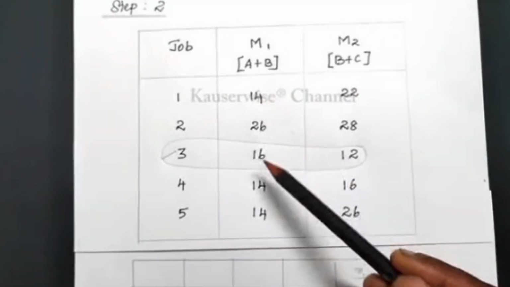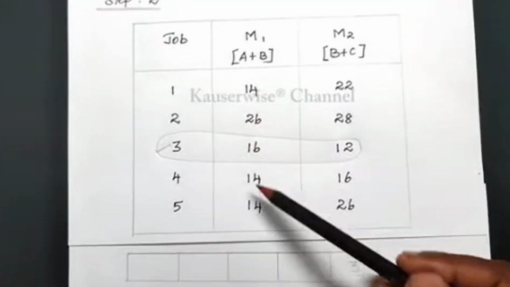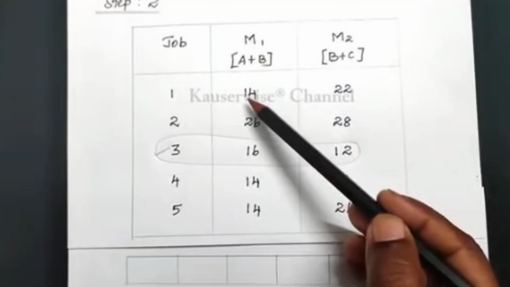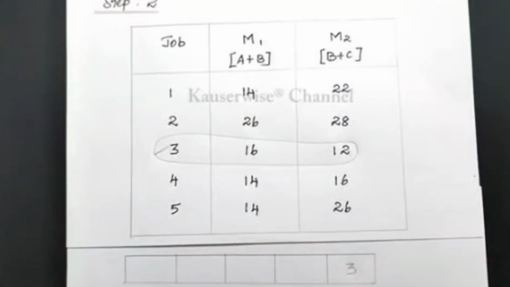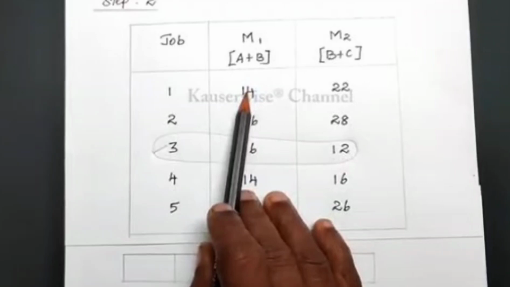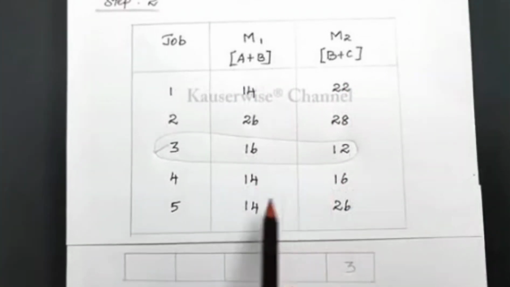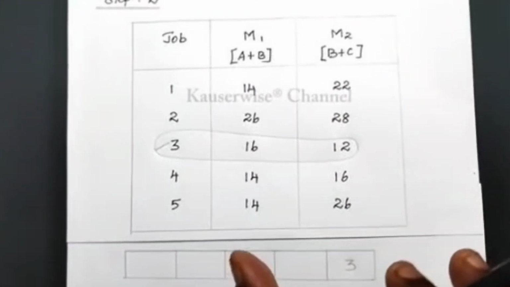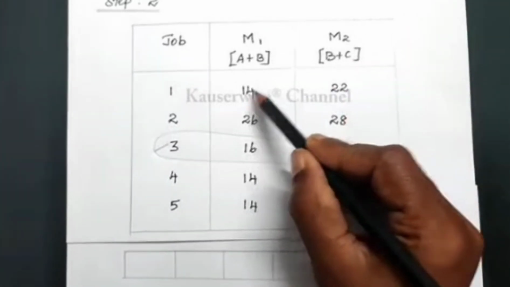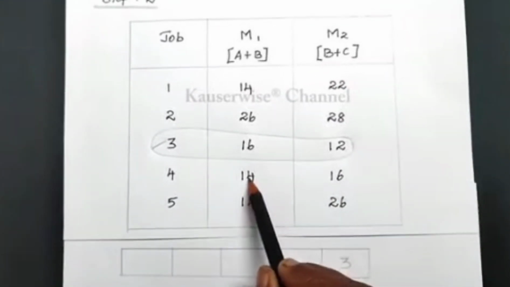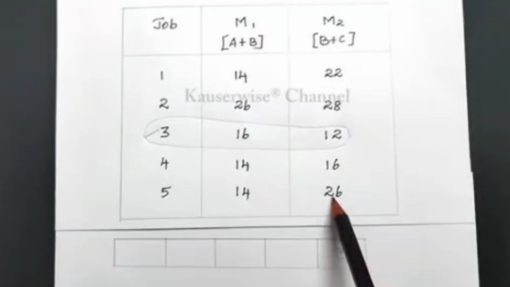Yes, 14 is the minimum duration, but it occurs on mission 1 for 3 different jobs. So this is called a tie. In case of a tie, what is the procedure? We need to check with the opposite minimum value and assign that particular job in the forward direction first, next, like that. Now see the opposite values: 22, here 16, here 26.